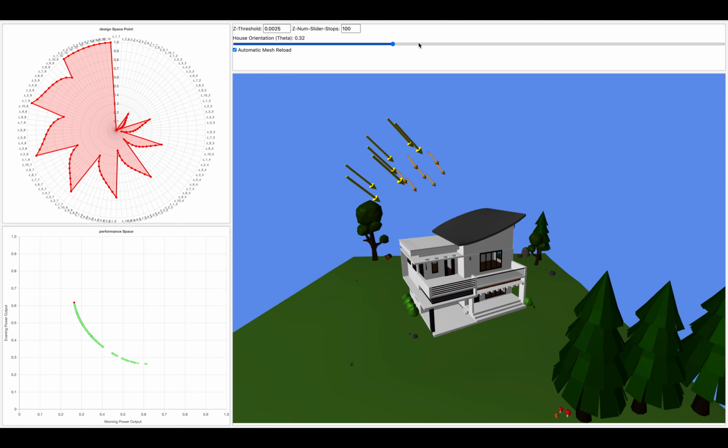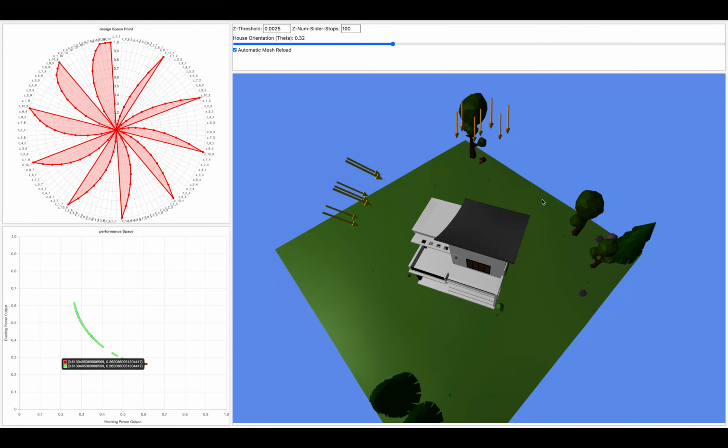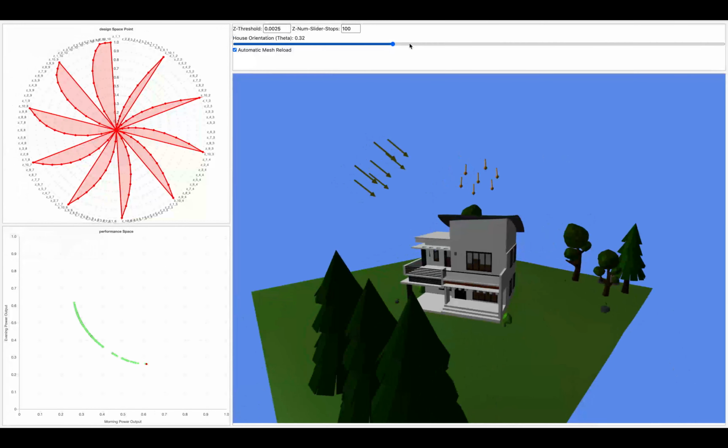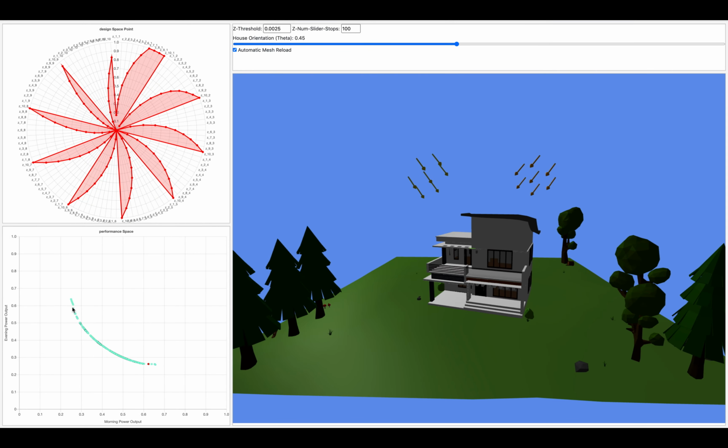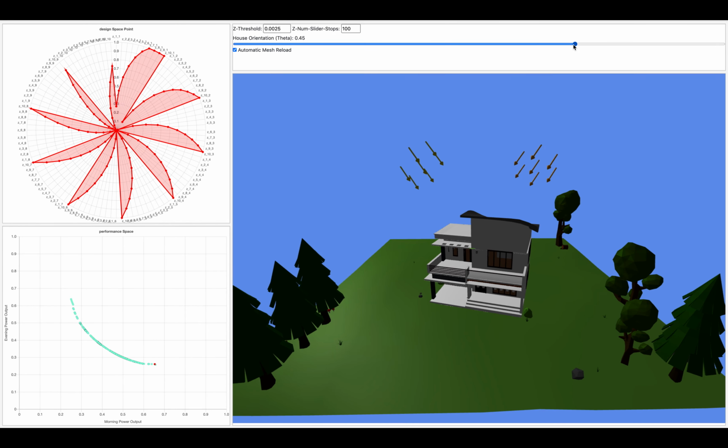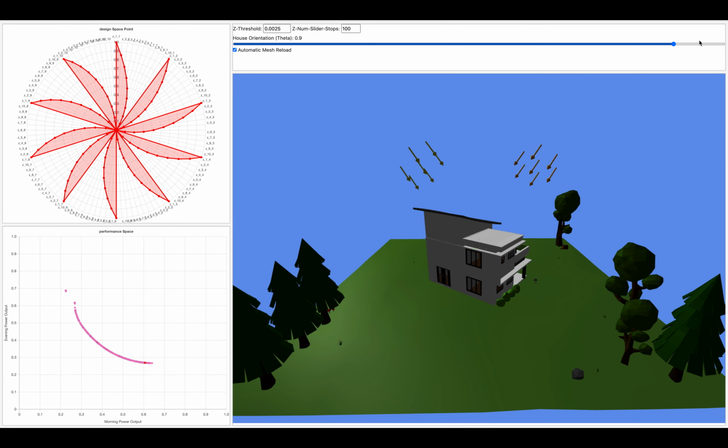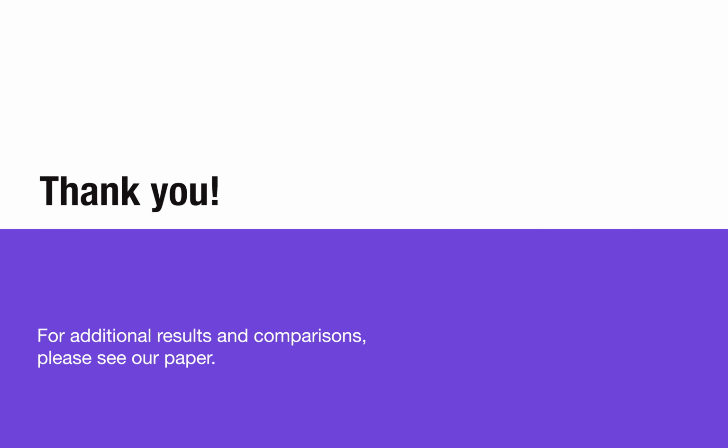Even with a large design space, our algorithm identifies designs that are consistently oriented toward different points of the sun's trajectory, regardless of the building's orientation. Architects can then peruse this collection of functionally optimal designs to select the best option for a given aesthetic goal or environment. Thank you for your attention.